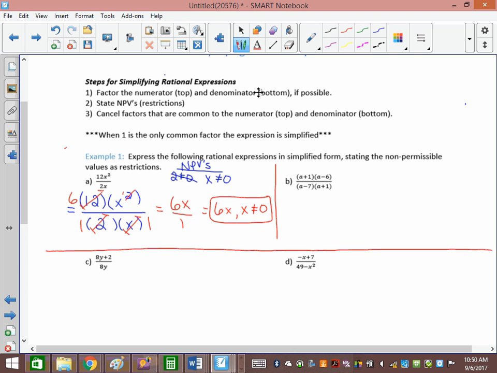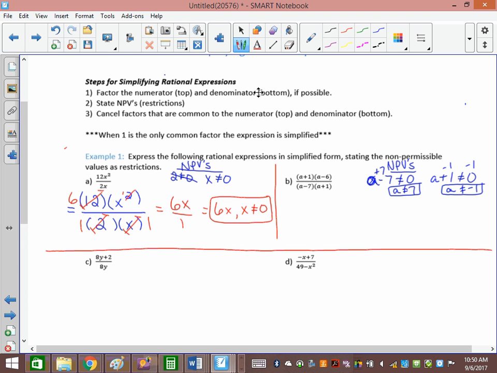Do I care about the top two for NPVs? No, just the bottom. So I'm going to say for my NPVs, a minus 7 cannot equal 0, and a plus 1 cannot equal 0. So when I move that 7 over, I'm going to add it. So I'd have a cannot equal 7, and then I subtract 1. A cannot equal negative 1. So those are my two NPVs, which I'll state at the end once I've simplified it.